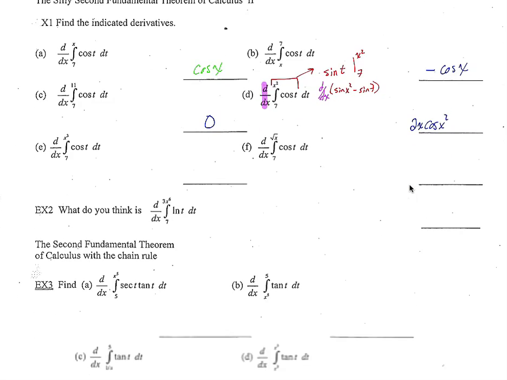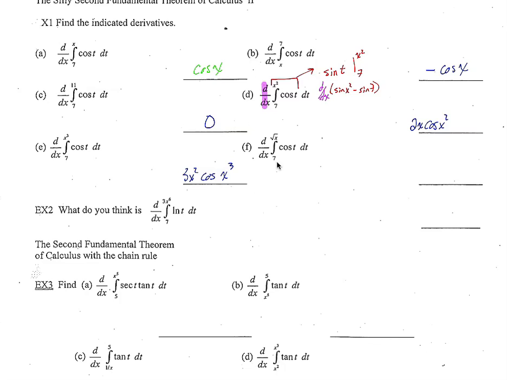All right, so let's try e. Look at what happens with e. Again, the same thing. The derivative of the lower bound is going to be 0 because the lower bound is a constant, but the derivative of the upper bound is going to be 3x squared. And then we end up with the cosine of x cubed.